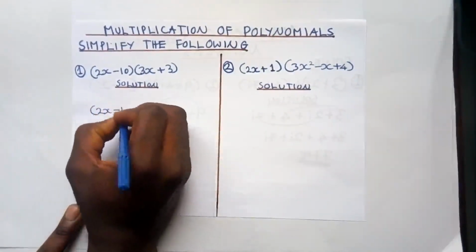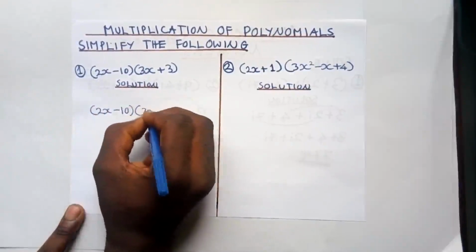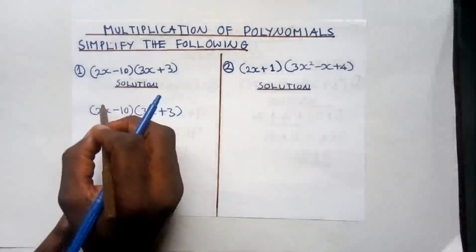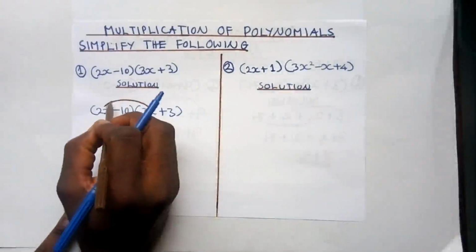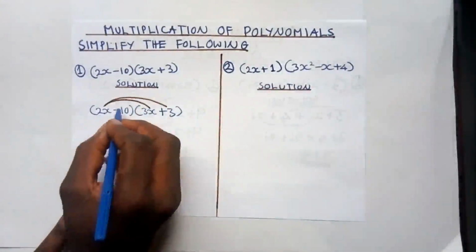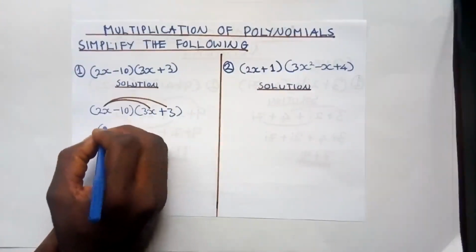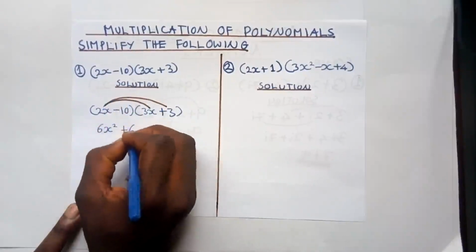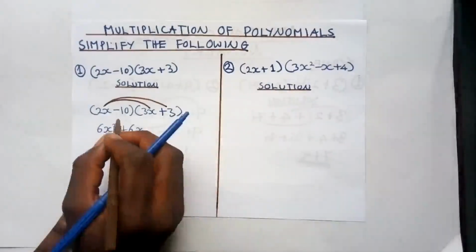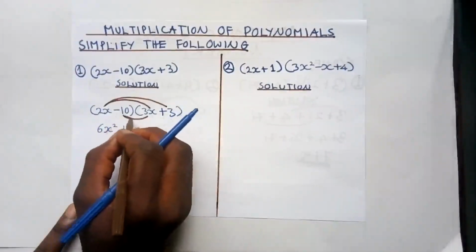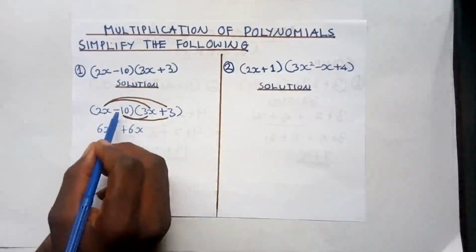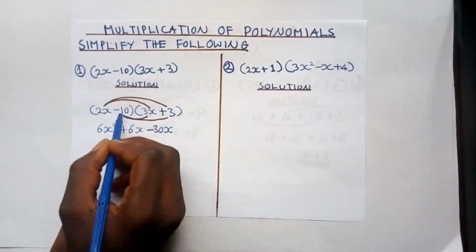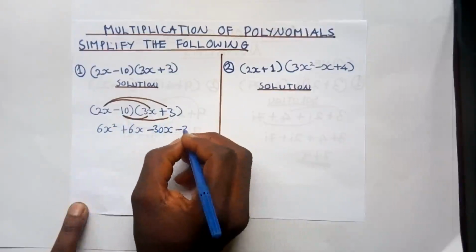2x minus 10 multiplied by 3x plus 3. 2x multiplied by 3x and 2x multiplied by 3. So 2x multiplied by 3x gives us 6x squared, and 2x multiplied by 3 gives us 6x. Minus 10 multiplied by 3x and minus 10 multiplied by 3. So minus 10 multiplied by 3x gives us minus 30x, and minus 10 multiplied by 3 gives us minus 30.